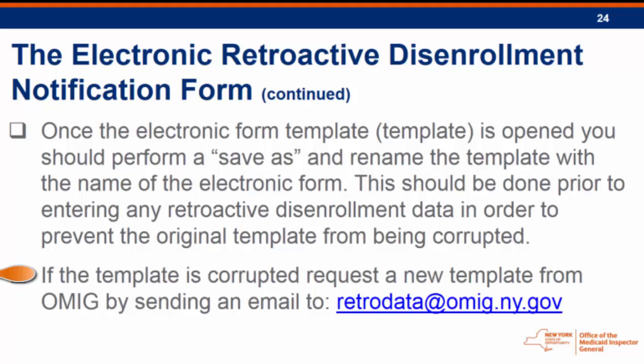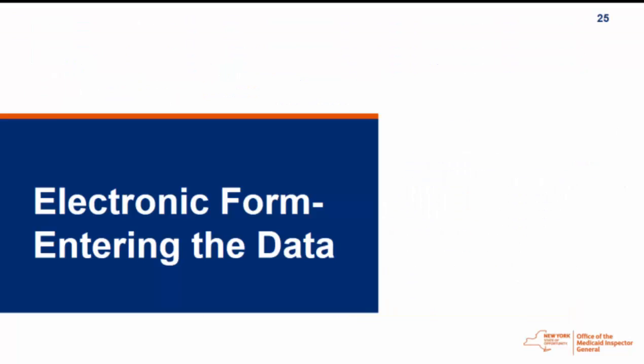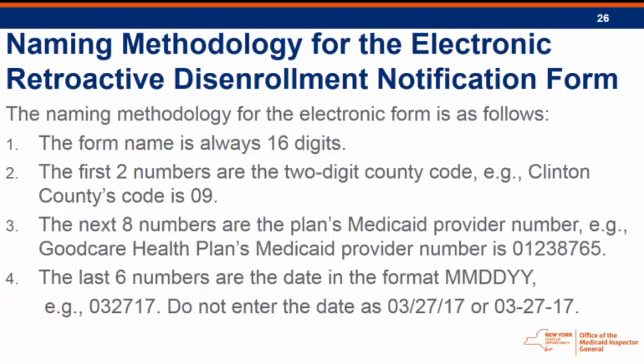If the template is corrupted, request a new template from OMIG by sending an email to retrodata@omig.ny.gov. The following slides will explain in detail each entry on the electronic form. The naming methodology for the electronic form is as follows.